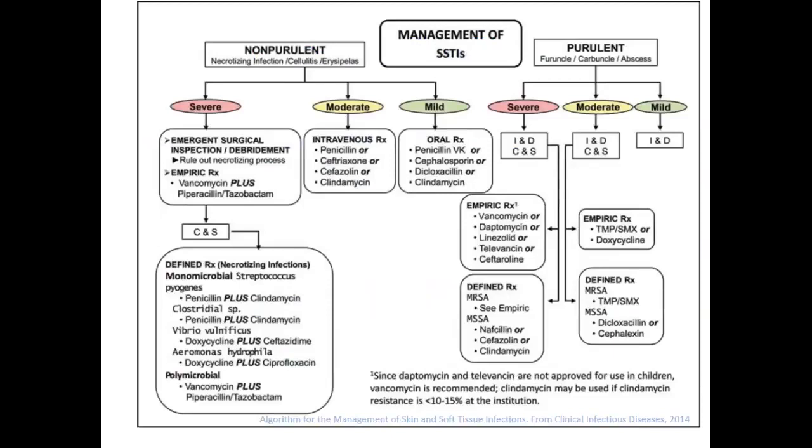In cases of severe non-purulent cellulitis, which would include necrotizing infections, ordinary cellulitis, or erysipelas, again, the most common pathogen here is group A strep. If it's severe, i.e. systemic toxicity, then they recommend covering for methicillin-resistant staph and broadly with pip-tazo.